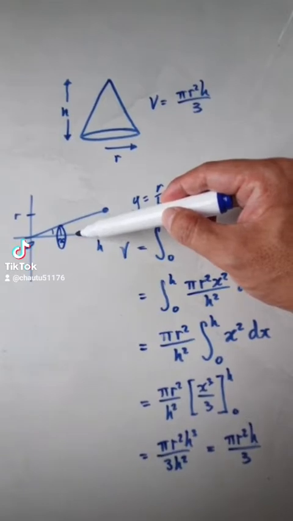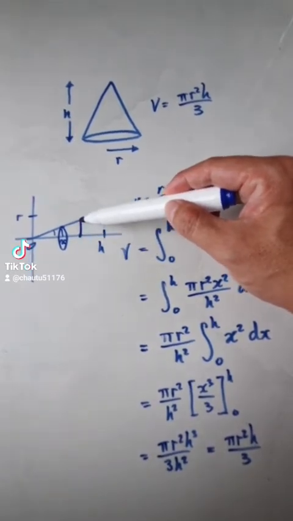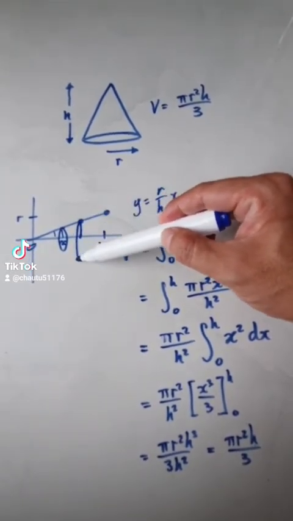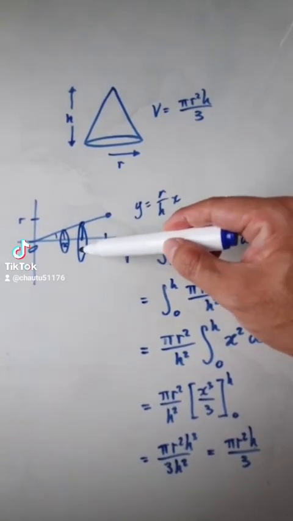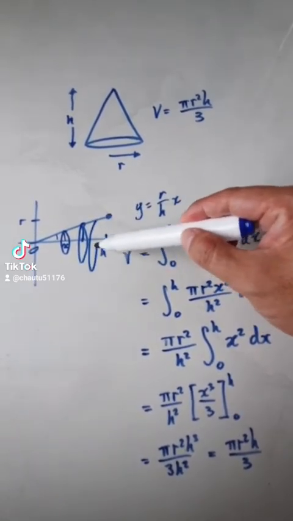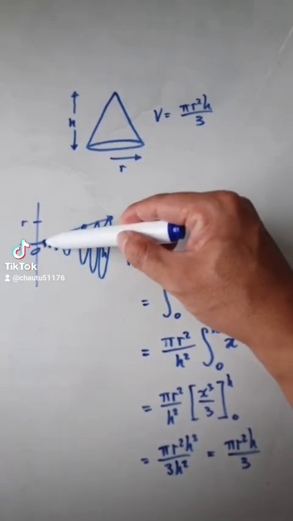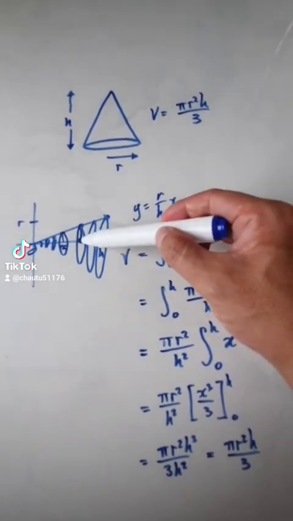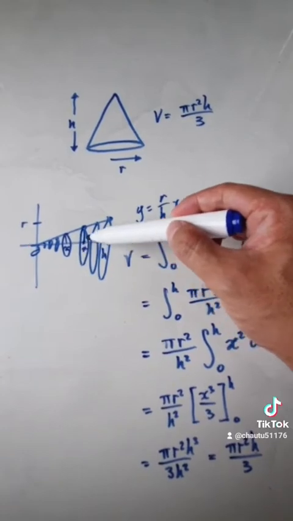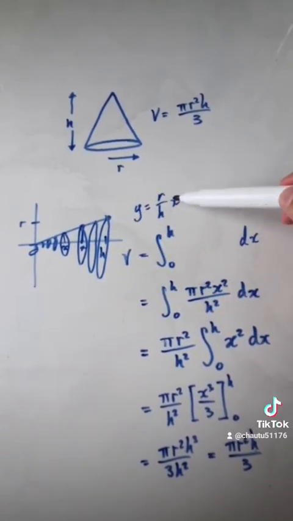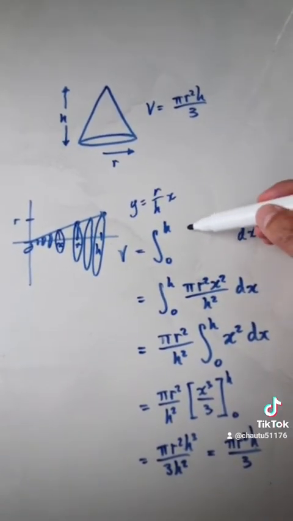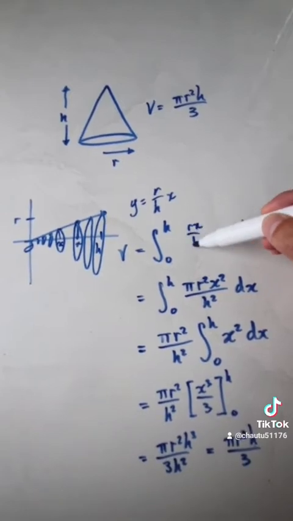So for any given x, let's say x is here, you need to know the height and then quickly pi r square it. That will then give you the area of the disk. And you're summing up all the disks. Eventually, it will trace out a cone. So the idea here is for any given x, you need to know the height. The height is given by this. So the height is rx over h, that's the height.